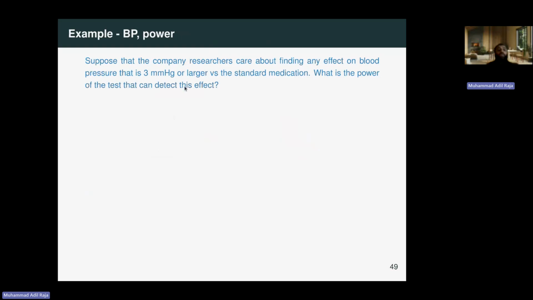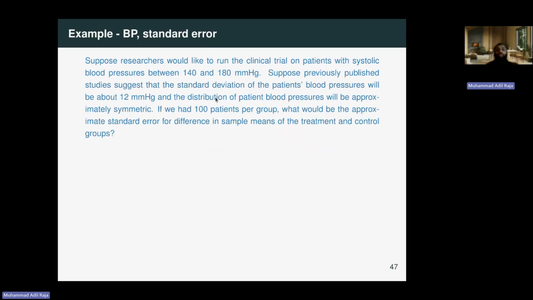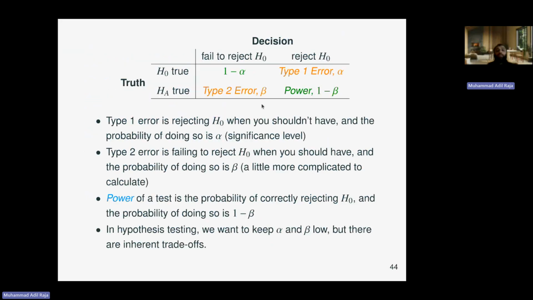So suppose that the company researchers care about finding any effect of blood pressure that is 3 mmHg or larger versus the standard medication. What is the power of the test that can detect this effect? Now we have to compute the power of the test. Once again, I'm going to go to this slide where the power was mentioned.